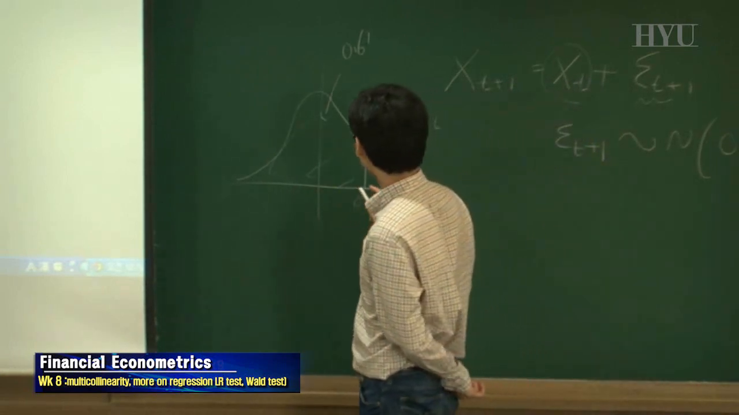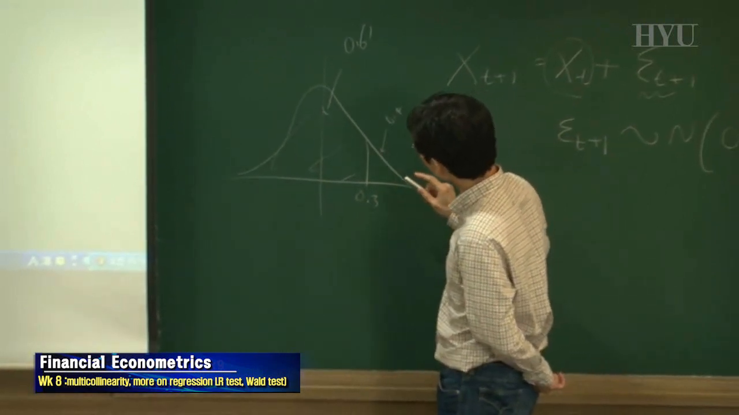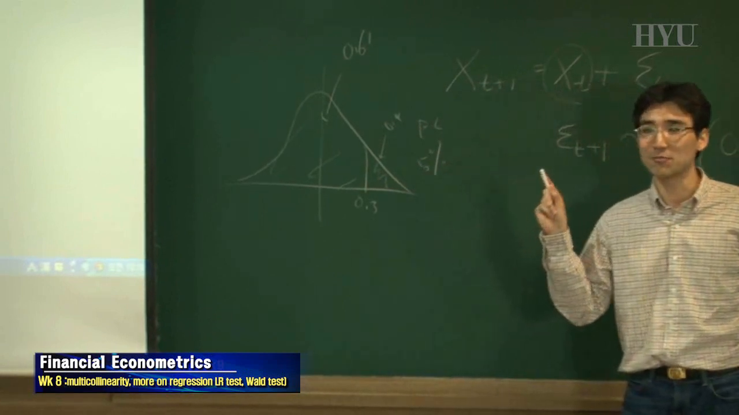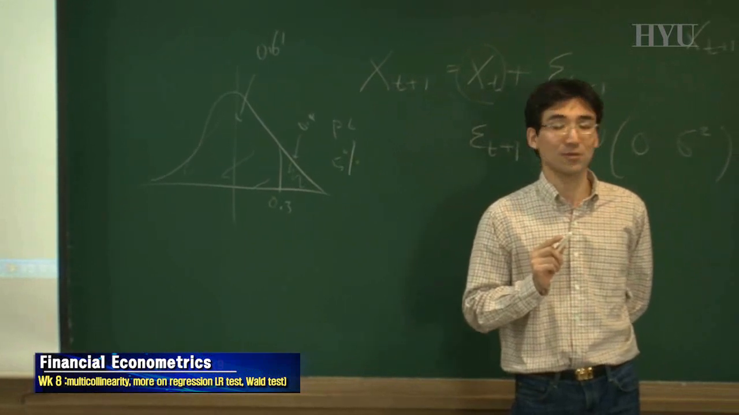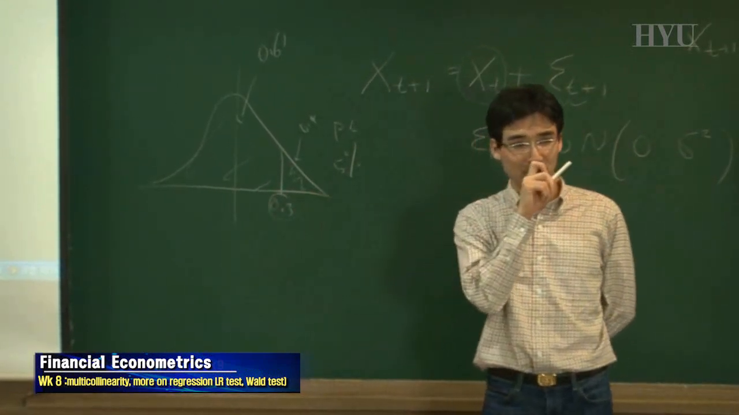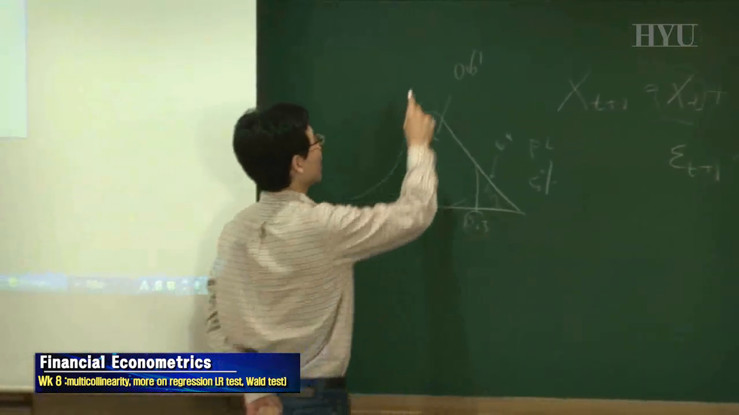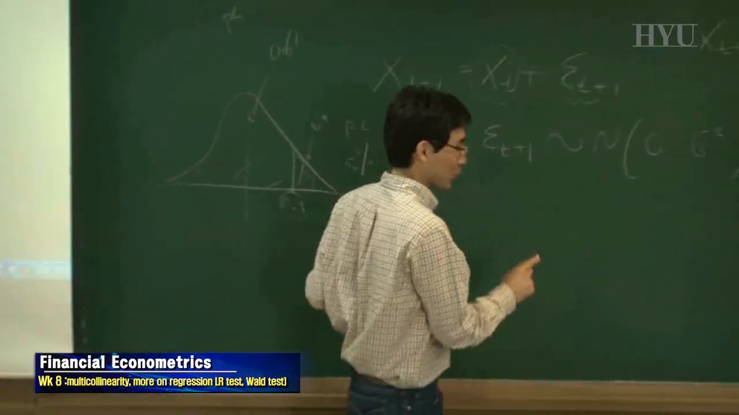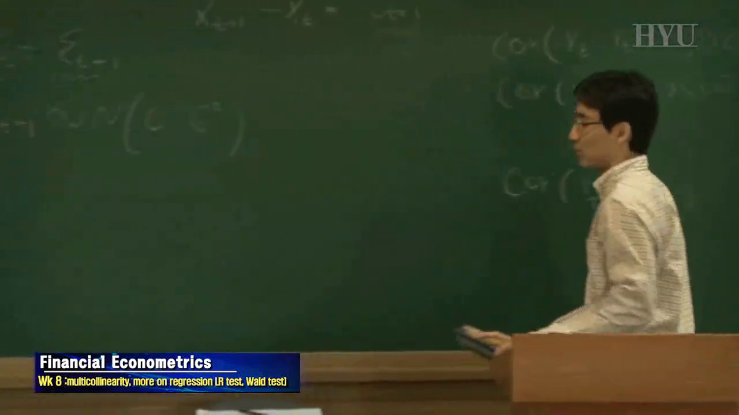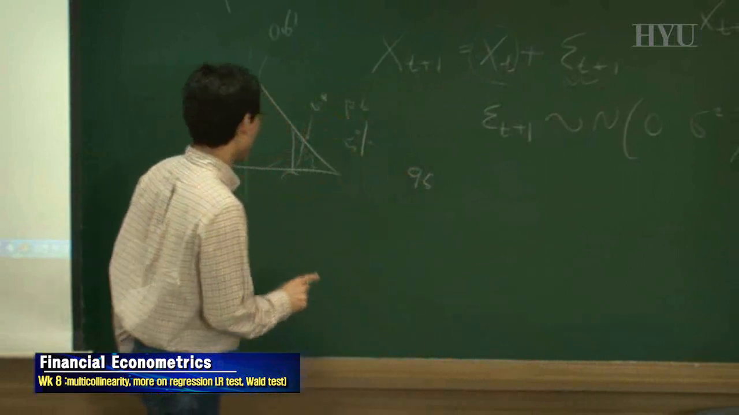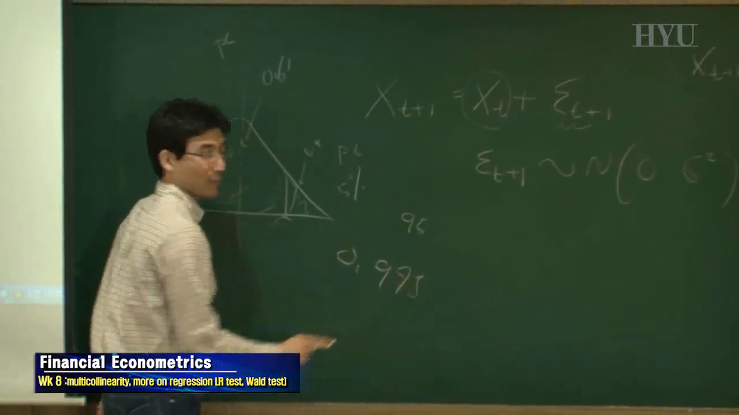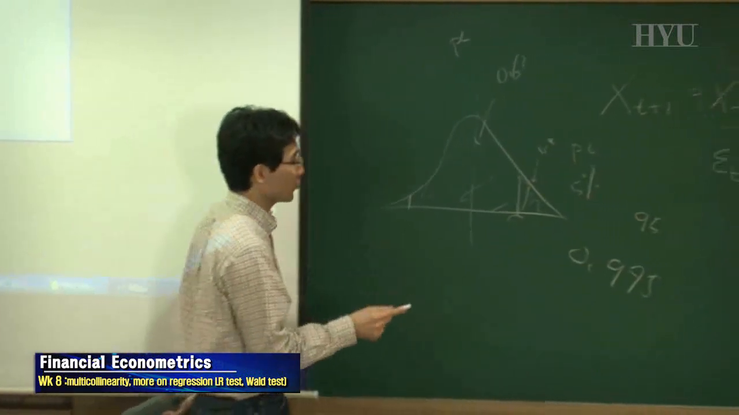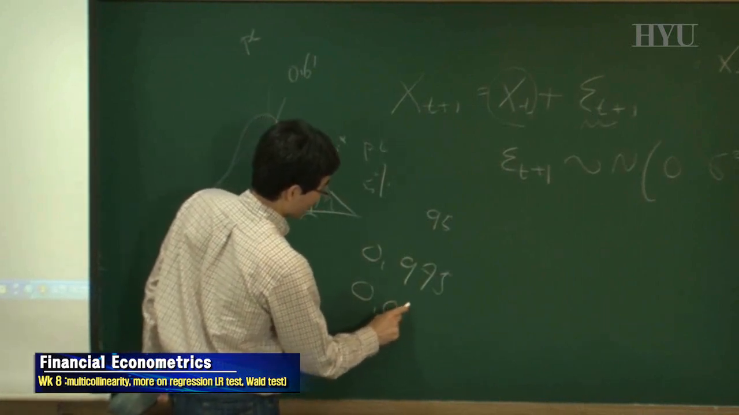Usually we say that when this area is less than 5%, it is statistically significant. Because we do a two-tailed test, if the t value is positive, then the PT value should be around 0.975 or more. And if the t value is negative, then the PT value should be around 0.025 or less.